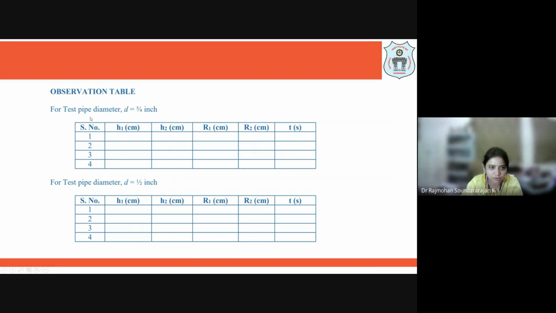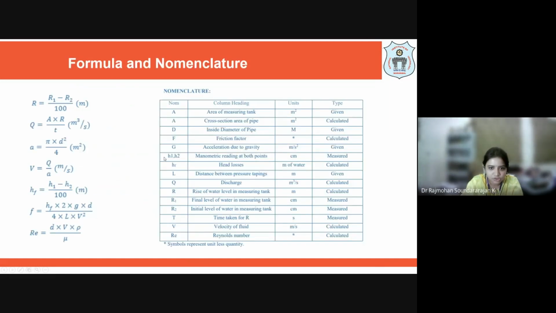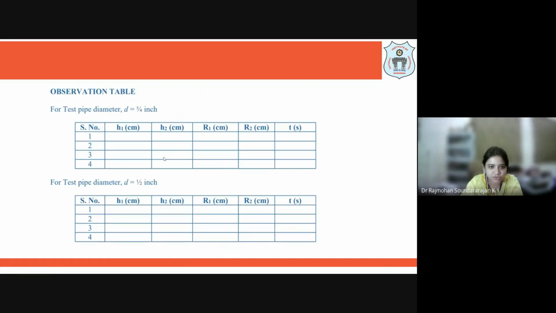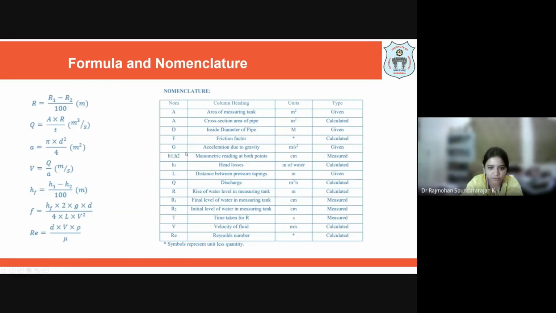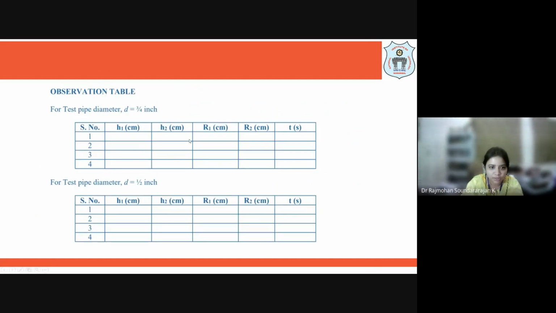Here we need to plot the observation table for both the pipes of different diameters. So we need the H1, H2, R1, R2 and time values. H1, H2 are the manometer readings: H1 is the initial manometer reading, and H2 is the final manometer reading. R1 and R2 are the initial and the final level of water in the measuring tank, and T is the time taken to reach that level in the measuring tank. We need to use this data to finally calculate the Reynolds number as well as the friction factor.